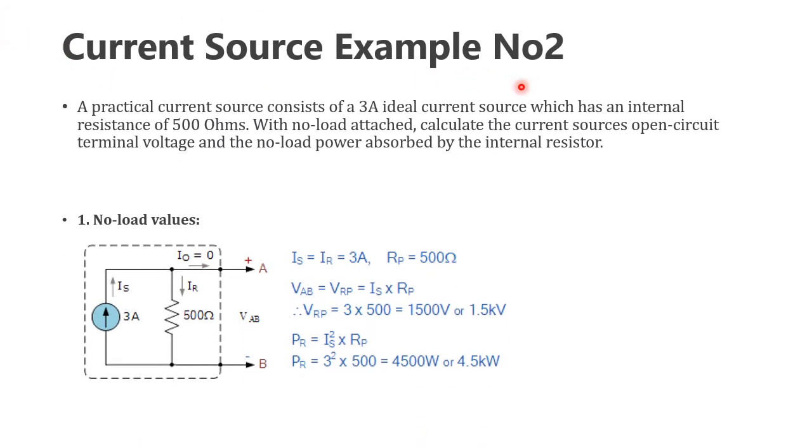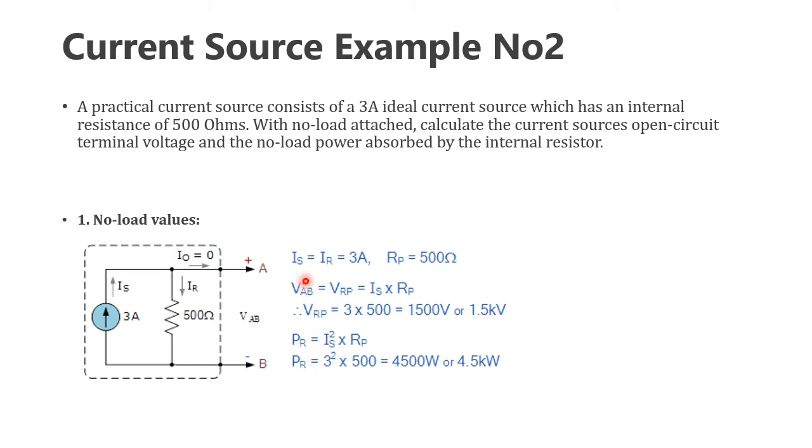Current source example number 2. A practical current source consists of a 3 ampere ideal current source which has an internal resistance of 500 ohms. With no load attached, calculate the current source's open circuit terminal voltage and the no load power absorbed by the internal resistor. So they are asking, at the no load condition, to find the terminal voltage VAB and the power dissipated through this resistor.